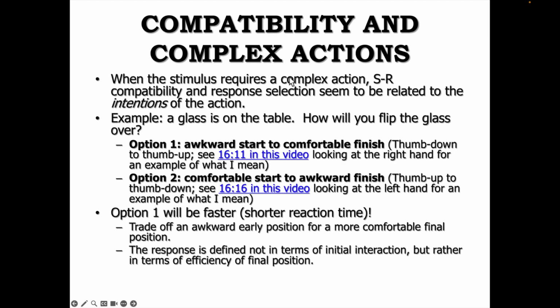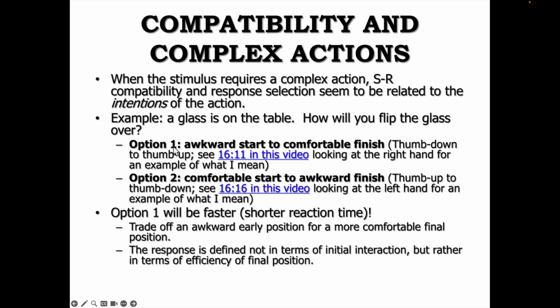Now, let's combine compatibility and complex actions. When the stimulus requires a complex action, the stimulus response compatibility and response selection seem to be related to the intentions of the particular action. Let's take a look at an example. A glass is on the table. How will you flip the glass over? I would recommend watching these two videos and looking at the timestamps in these videos.